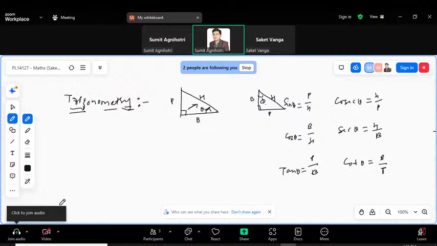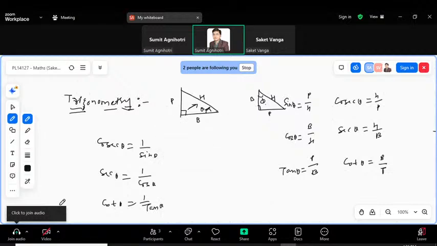Then we also came to know that cosec theta is simply 1 over sine theta, and sec theta is simply 1 over cos theta, and cot theta is simply 1 over tan theta. These are identities that you can remember, and from here only you can also develop one more identity, that sine theta into cosec theta is 1, sec theta into cos theta is 1, and tan theta into cot theta is 1.